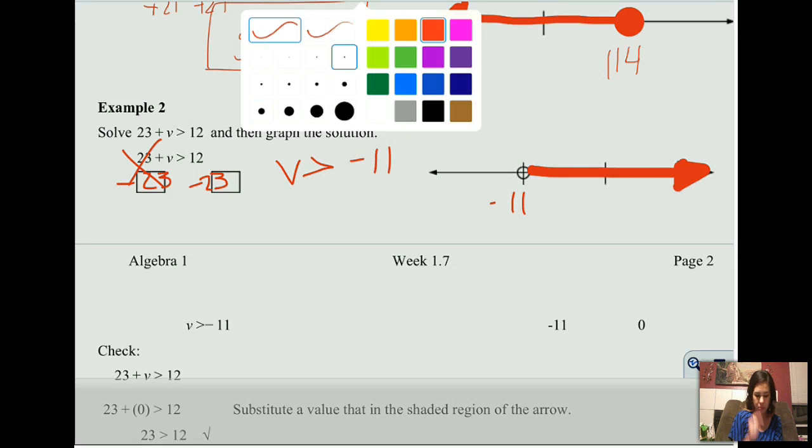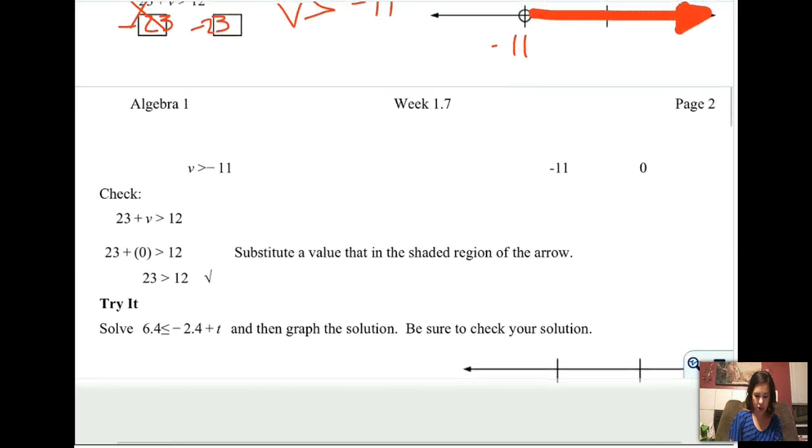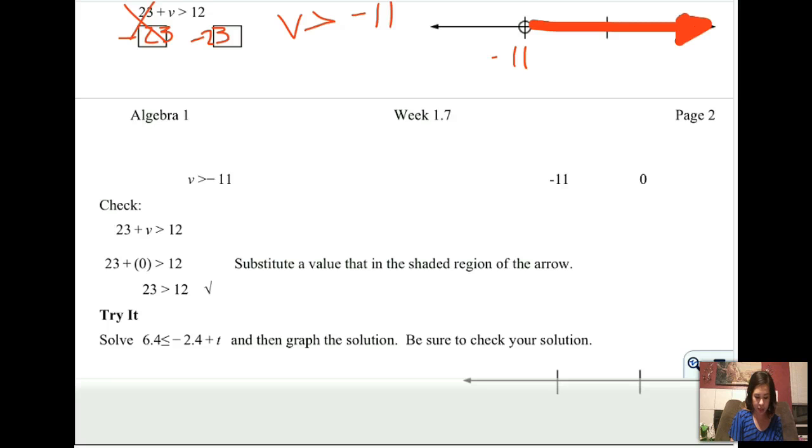Let's go ahead and do our check. Our check says try out a number. In this case, they did 0. So they said, okay, plug in 0, see if it's true. So 23 plus 0 is 23, and 23 is bigger than 12, which is true. Therefore, I know I graphed it correctly.